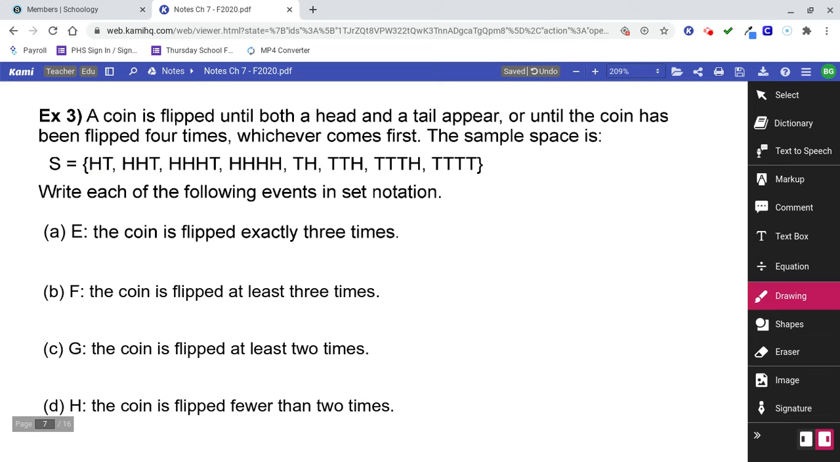That's what we're looking at with the sample space. Write each of the following events in set notation. Event E, the coin is flipped exactly 3 times. Exactly 3 times. We'll find the ones that flip exactly 3 times. This one and this one. So event E equals H, H, T, T, T, H.